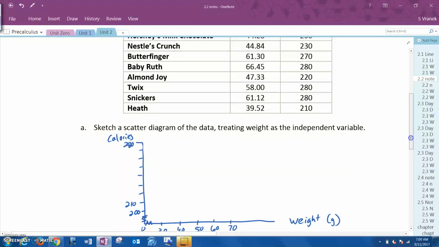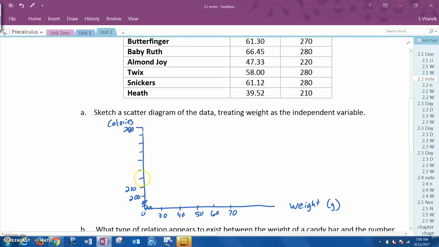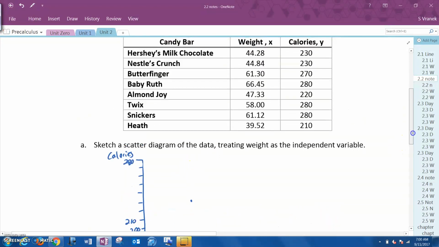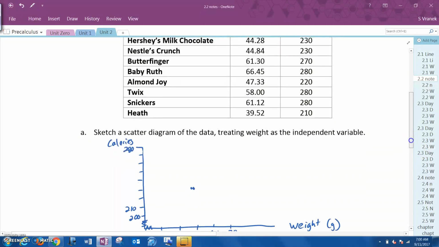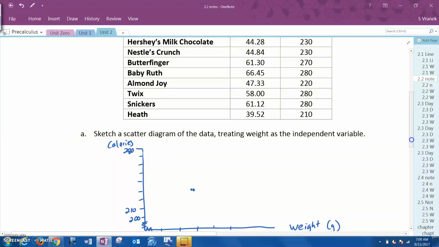So you got 44.2 and 230. So 230 is right here. 44.2 is about halfway. So you just plot all the dots that you have in here. 44.8, which is about the same thing, and 230. So that's right next to that one. There's two right next to each other. 61.3 gives you 270 calories. So that'd be about there. 66 gives you about 280.